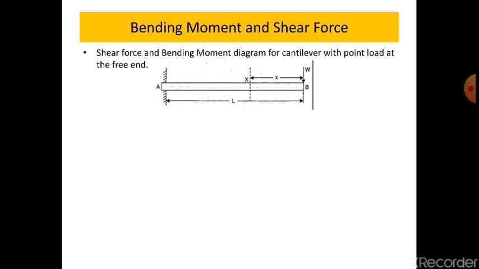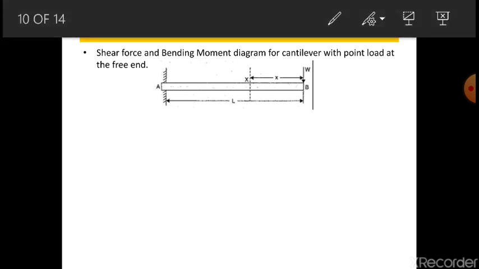Okay, so we'll try to understand how this calculation is to be done. You have to find the shear force and bending moment diagram for the cantilever with a point load at the free end. You can see here a beam of length L. One end is fixed, one end is free, and a point load of W is placed at the point B, that is the free end. So how to calculate the shear force for this? We have to calculate the shear force at two ends, that is at A and at B.